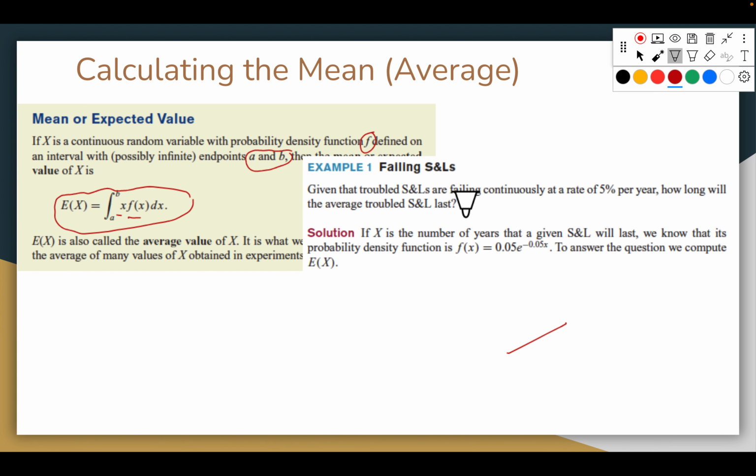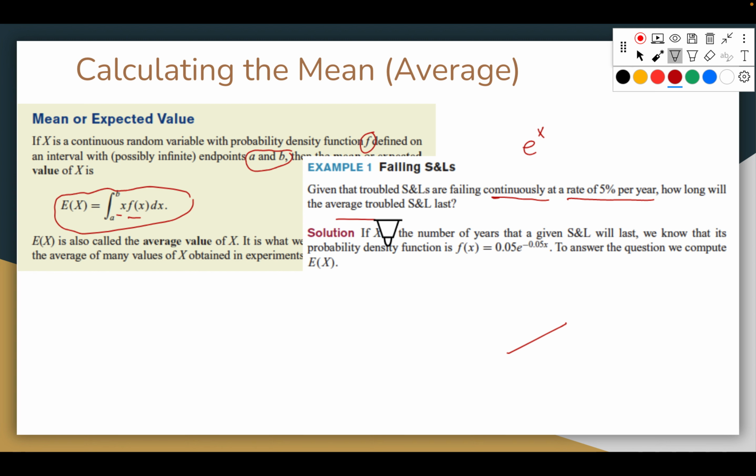We've got troubled S&Ls, and they're failing at a continuous rate, and that's important. Continuous indicates that we're going to be using e to some power. We've got a rate of 5% per year, but remember that's decreasing. So when you use e as an exponential, the rate is up there, but since it's decreasing, it'll be a negative rate, negative 5%. And then we want to know how long will the average troubled S&L last?